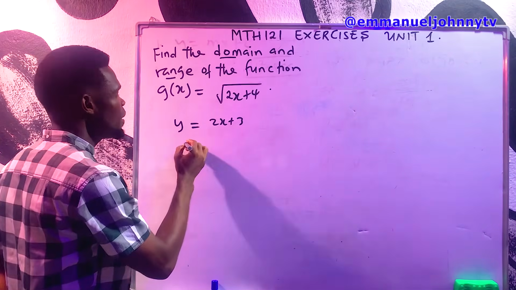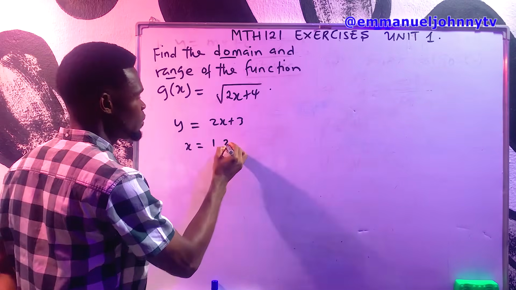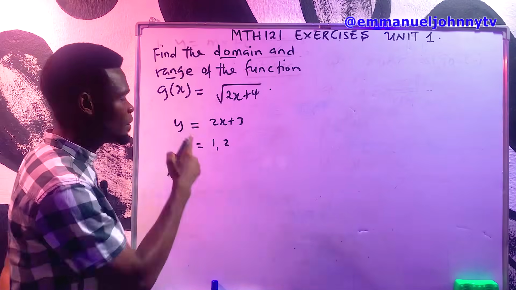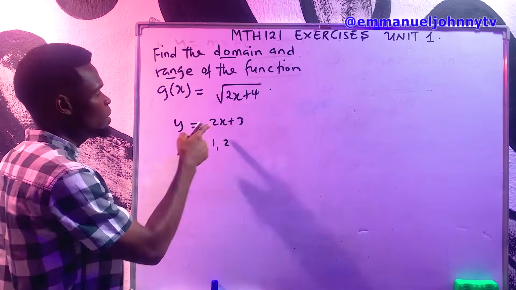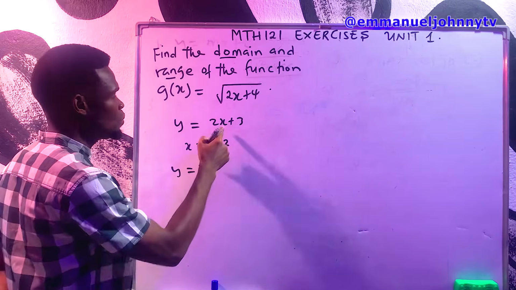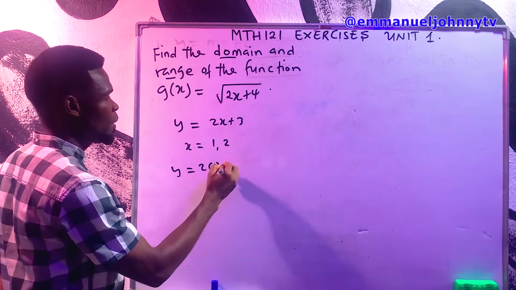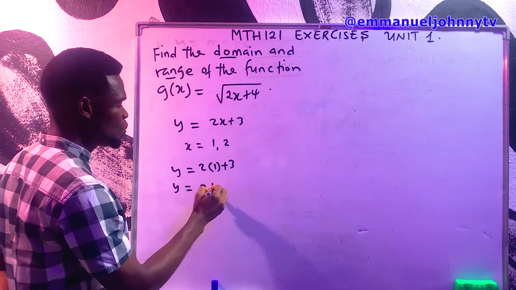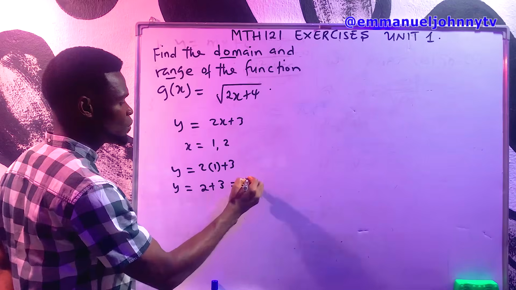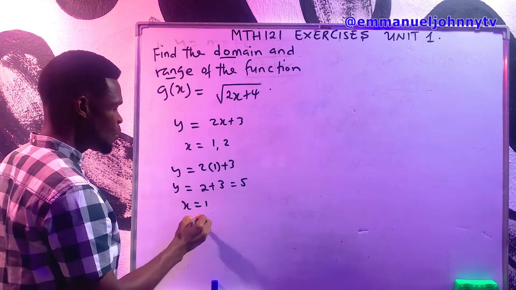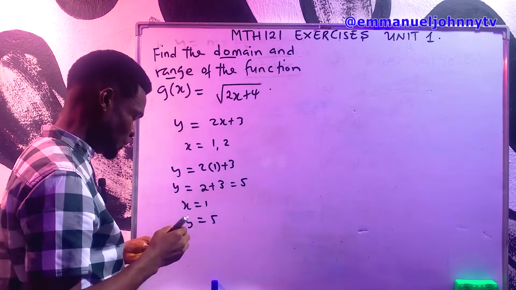Look at it. If I say let x be equals to 1 and 2, then with the values of x, I can obtain the values of y. How? Anywhere you see x, put 1. So y is equals to 2 into x is 1. So put 1 there, plus 3. Meaning that y is equals to 2 times 1 is 2 plus 3, which is equals to 5. So it means that when x is equals to 1, then y is equals to 5.